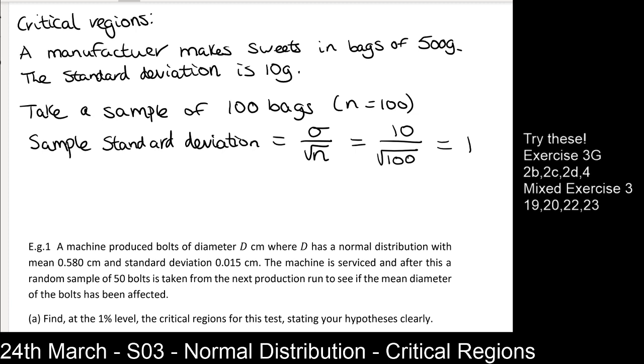And this is where we're looking at the critical regions. In that example, if we wanted there only to be a 5% error, so a 5% significance level, we would be saying that anything below 498 or above 502, we'd have grounds to reject the null hypothesis. So our critical region would be to reject anything that's less than 498, or anything that's greater than 502.